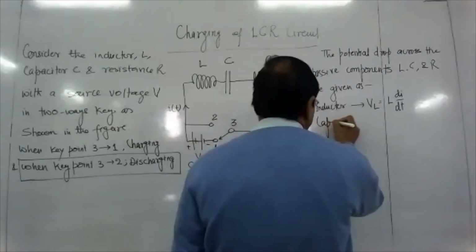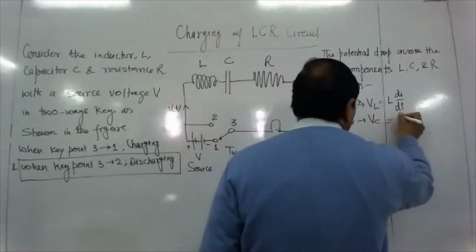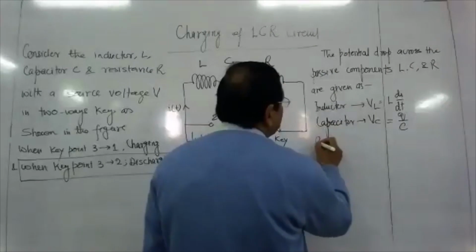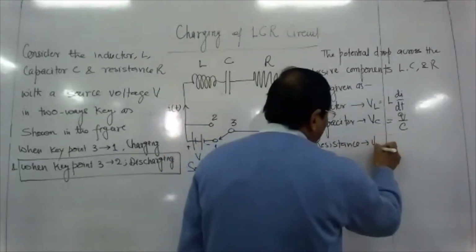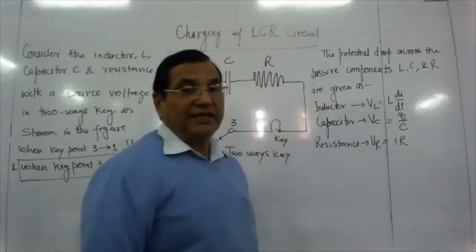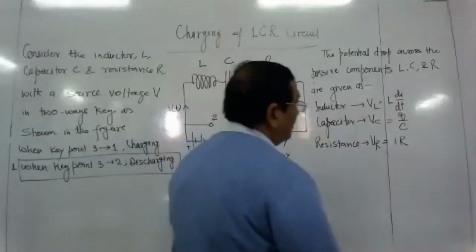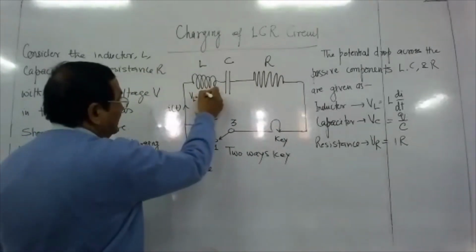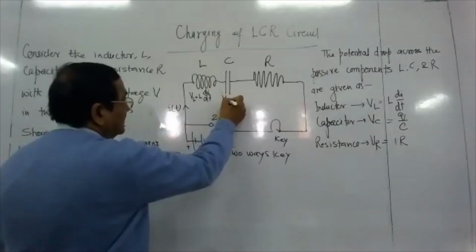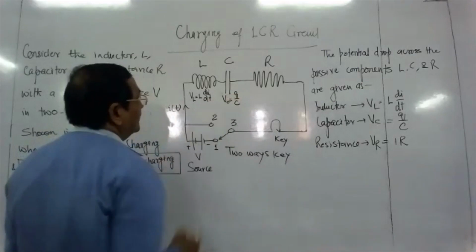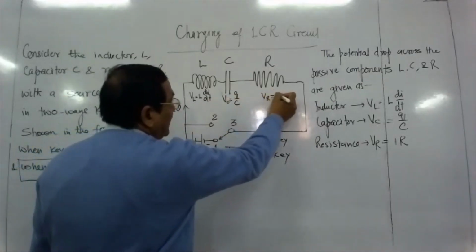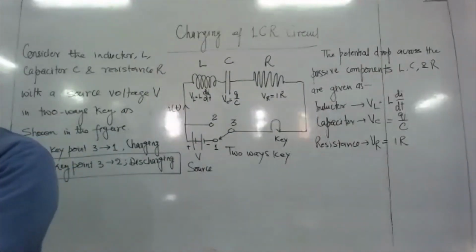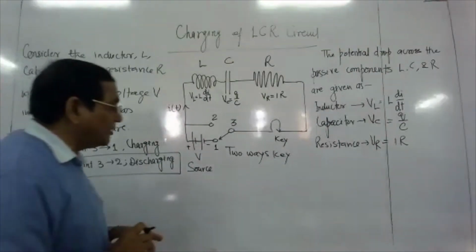Second, for the capacitor, V_C is equal to Q by C. And across the resistance, V_R is equal to I R. So these are the components: V_L is equal to L di by dt, V_C is equal to Q by C, and V_R is equal to I into R. These are the components along the circuit.